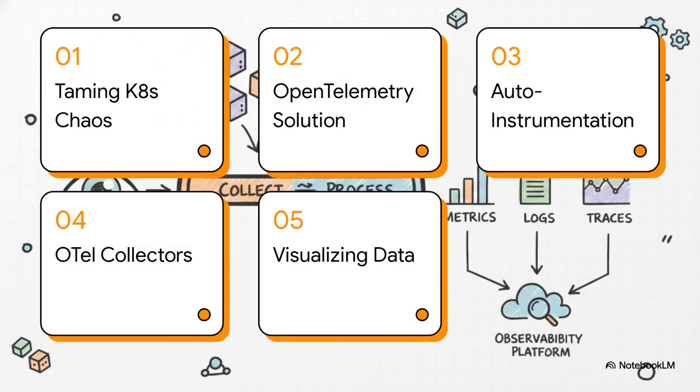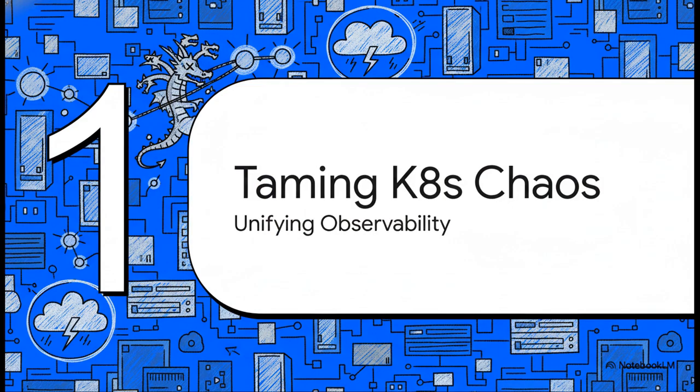Here's our roadmap for today. 1. Taming Kubernetes chaos. 2. The OpenTelemetry solution. 3. Low-code auto-instrumentation. 4. Routing with OTel collectors. And 5. Visualizing the full picture. Let's start with part 1, Taming Kubernetes chaos, where we look at unifying observability.